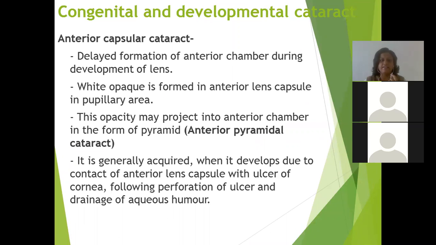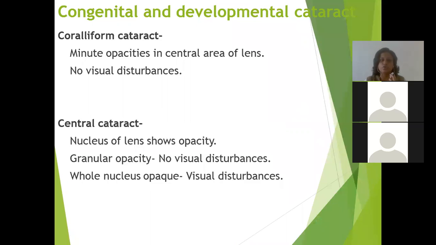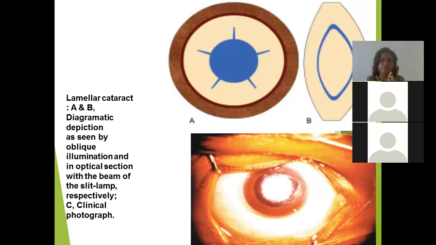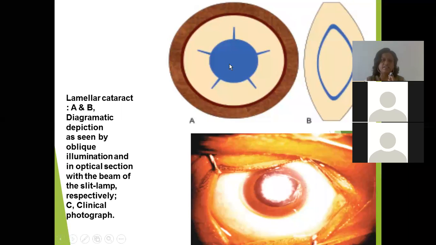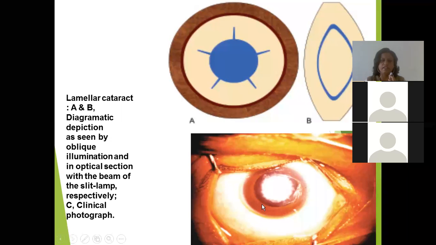Then next is the anterior capsular cataract, posterior capsular cataract, sutural cataract, corolliform cataract, central cataract, lamellar or zonular cataract. This is a diagram of a lamellar cataract, A and B, in that diagrammatic depiction as seen by the oblique illumination and in optical section with the beam of the slit lamp respectively. And this is a clinical photograph of a lamellar cataract.